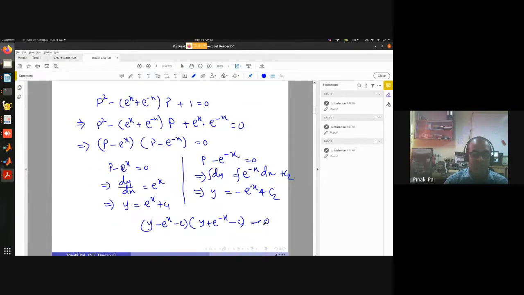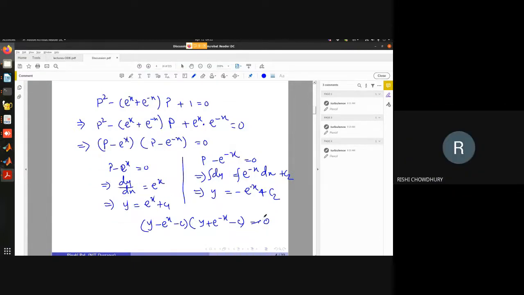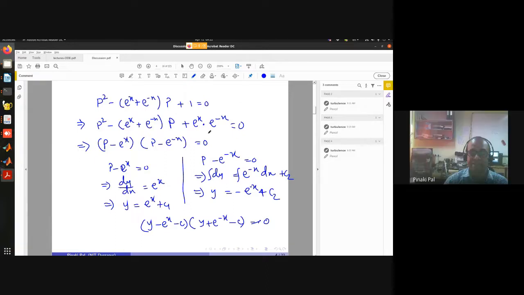So why not separate constants? This is a first order ordinary differential equation. Its general solution cannot have more than one arbitrary constant. That theorem, that result, I have not proved. I have just used this. If you are interested and if I get time, I can discuss this in a separate class, but at this moment you have to use this result.